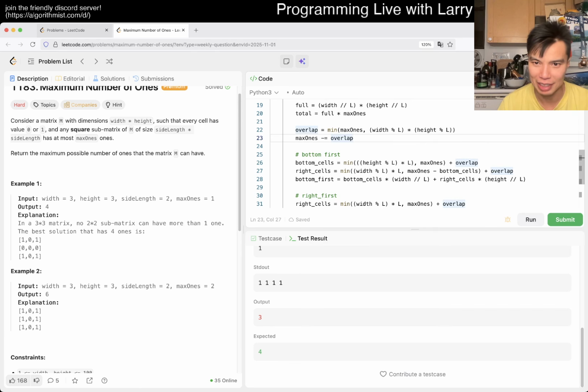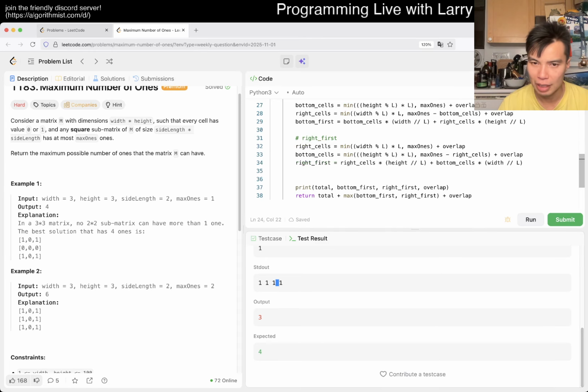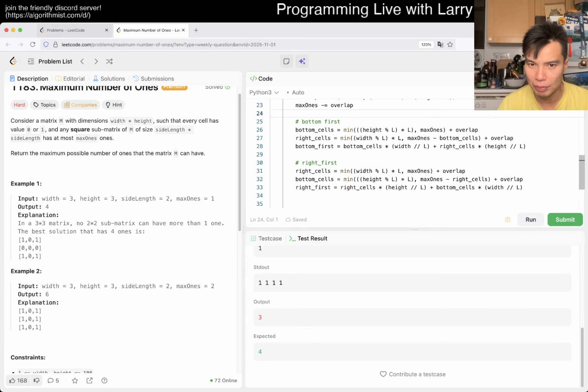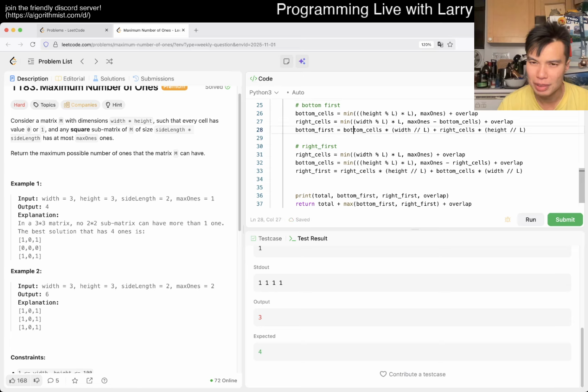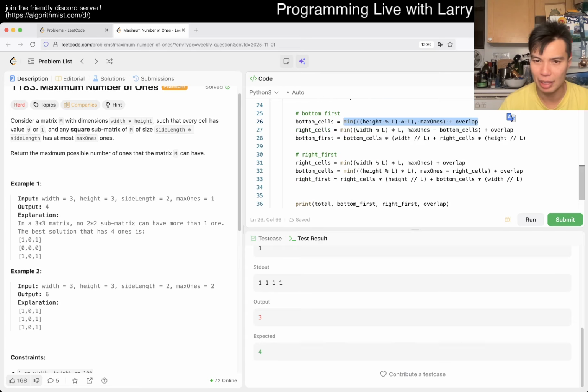Okay, well, this is just not right. But, okay, overlap should be 1, right? So let's see. Oh, yeah, overlap is 1 here. So then now, what is bottom cells then? I will do bottom first. So bottom cell, this is going to be 1. And then this should be 2 on the bottom cell for each box. So what is going on? All right, let's print it out.